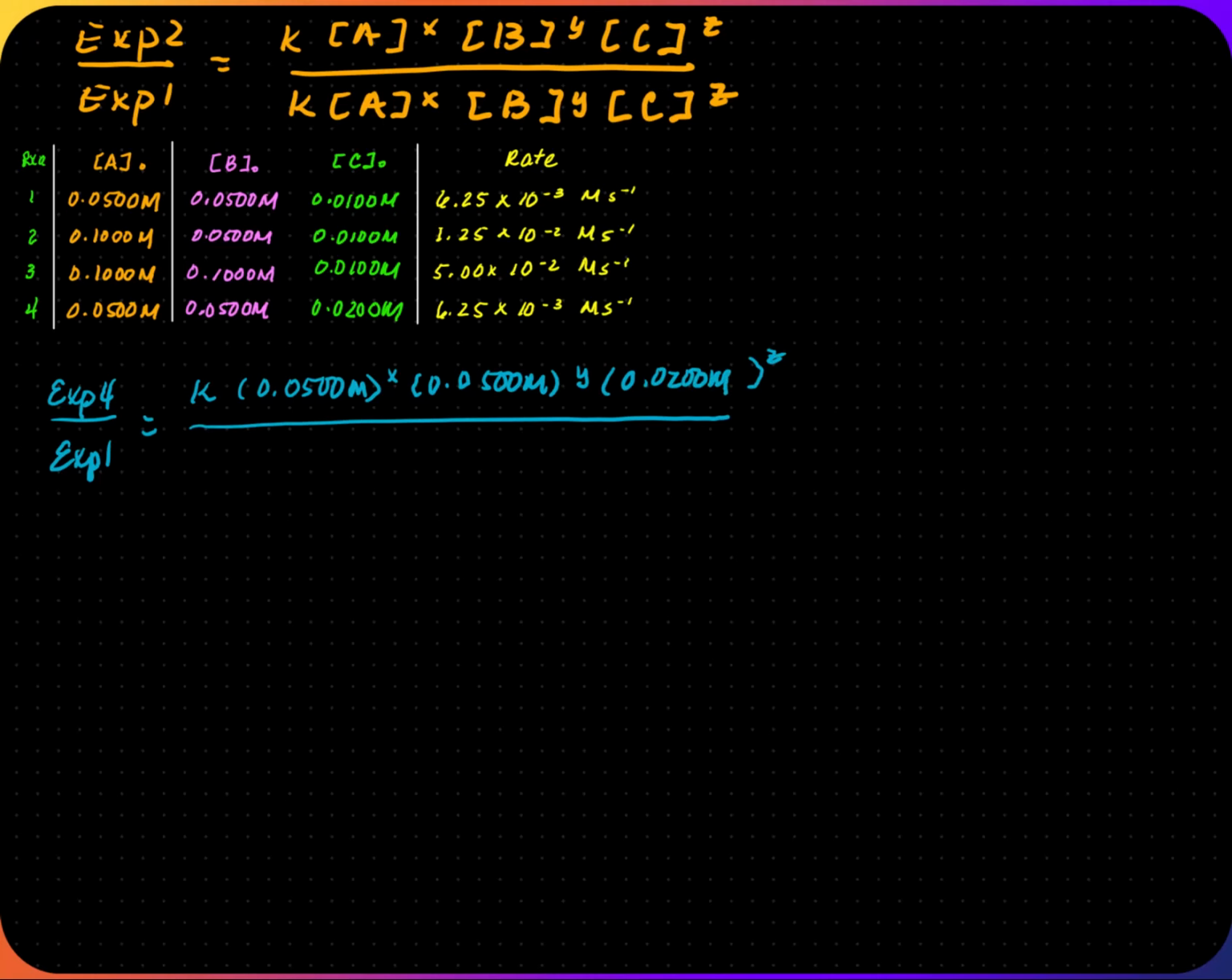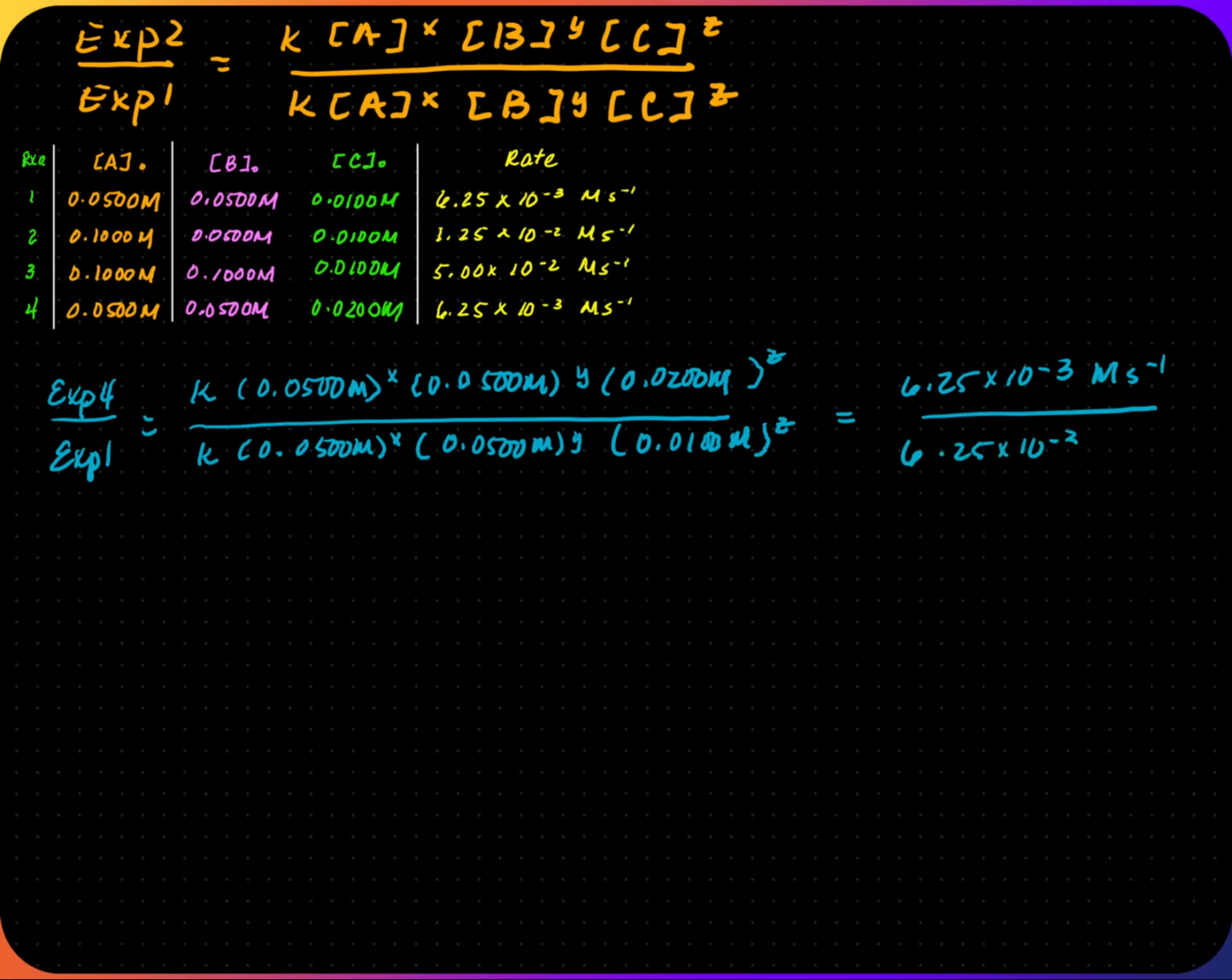For experiment 1, it's still K. Concentration for A is 0.0500 molar. For B, it is 0.0500 molar to the Y. And then for C, it's going to be 0.0100 molar to the Z. This is equal to the rate. Rate for 4 is 6.25 times 10 to the negative third molar seconds to the first. Same thing for reaction 1. They have the same rate.